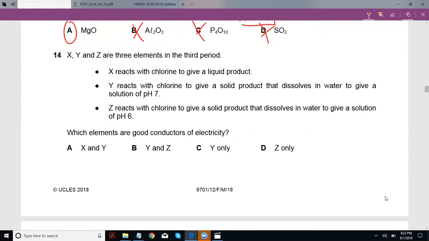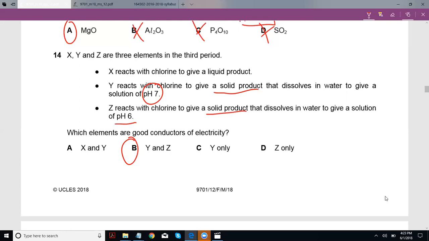So we go on with 14. X, Y, and Z are 3 elements in the third period. X reacts with chlorine to give a liquid product. Y reacts with chlorine to give a solid product that dissolves in water to give a solution of pH 7. Z reacts with chlorine to give a solid product that dissolves in water to give a solution of pH 6. Which elements are good conductors of electricity? So what do you think about this, Hamza?